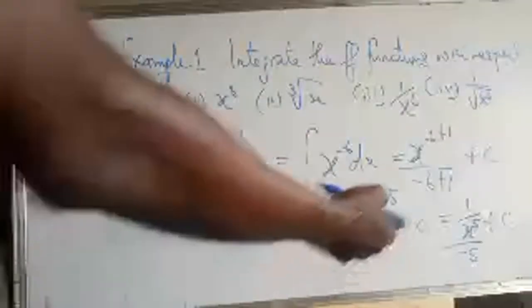But ideally, you can't leave it like this. You are dividing by minus 5. Obviously, it's just 1 over x raised to power 5 divided by minus 5 all over 1. So that is 1 over x raised to power 5 times 1 over minus 5. It's reduced, I hope you are getting that. So you can now write it this way.